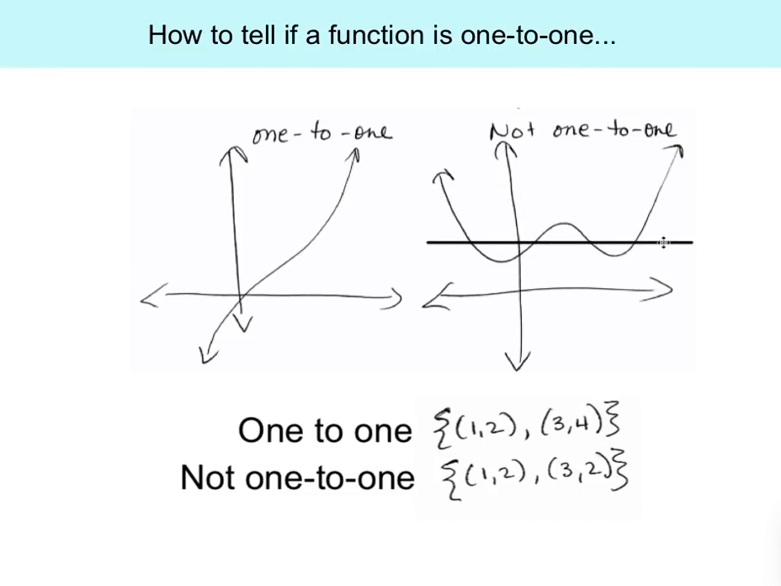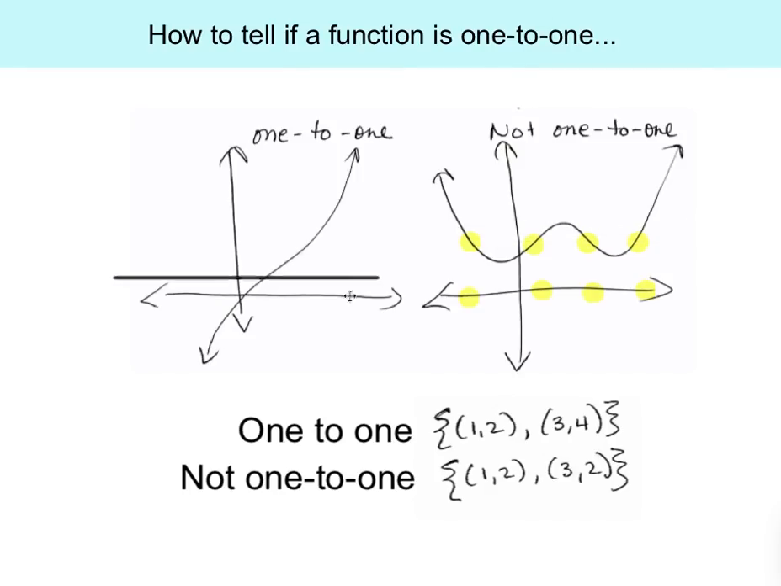However, in this graph, it is not one-to-one. You can see that this x value goes to that y value. This x value goes to the same y value, and I have a third and a fourth place mapped to the same y value. So that is not one-to-one. I can further tell by looking at ordered pairs. So this is how you tell if a graph is one-to-one.